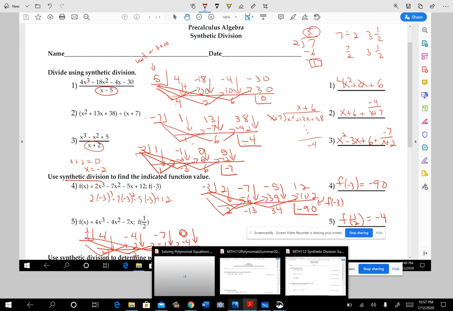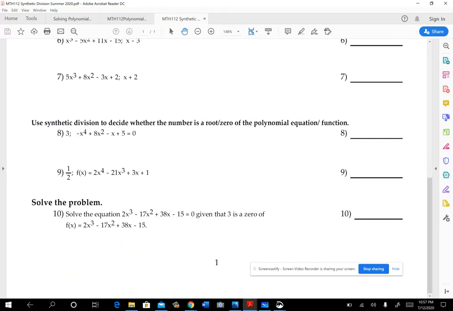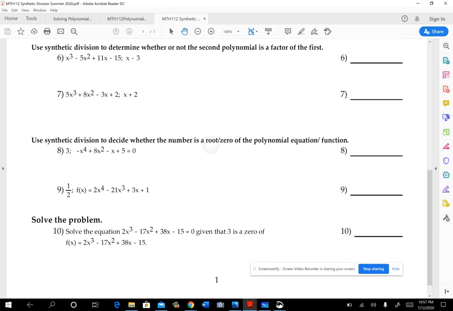Okay. All right, and then let's go ahead and do the remaining problems on another snip. Okay, so let me move this. This is getting into the real reason we're doing synthetic division. I think I can do all of these on this next snip. Let me see if I can move that down.